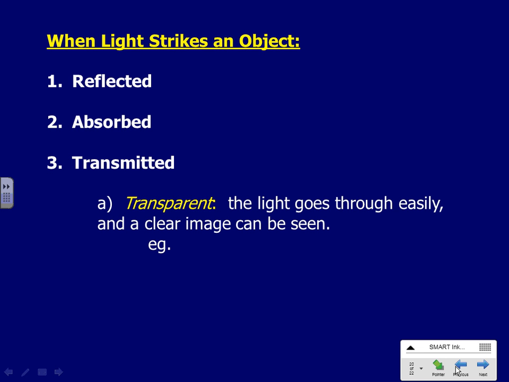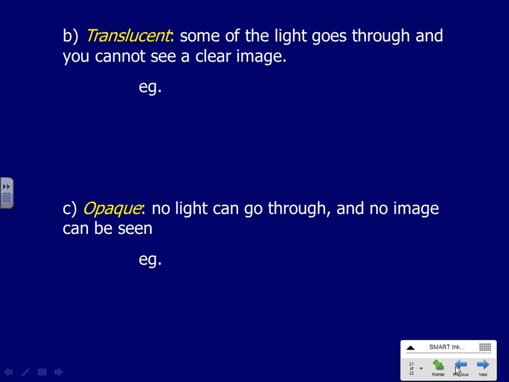Just to define what happens in terms of transmission, something is transparent when light easily goes through it and the image can be seen clearly. An example is glass, and I'm not talking about frosted glass or anything like that. I'm just talking about regular glass. We could talk about plastic wrap, anything that you can see things clearly through. And we've already discussed these in terms of our three adjectives for chemistry.